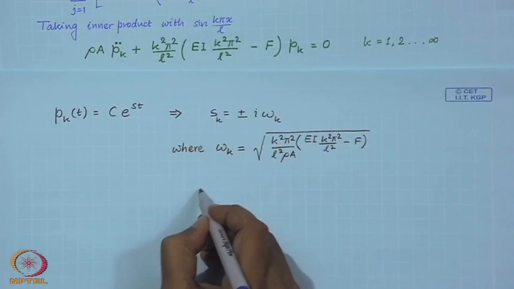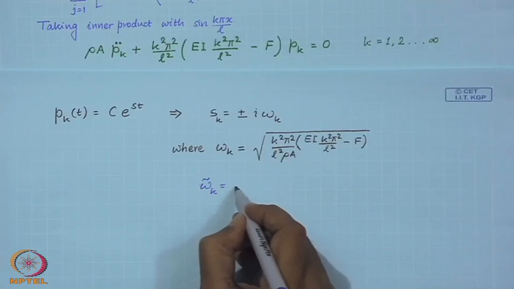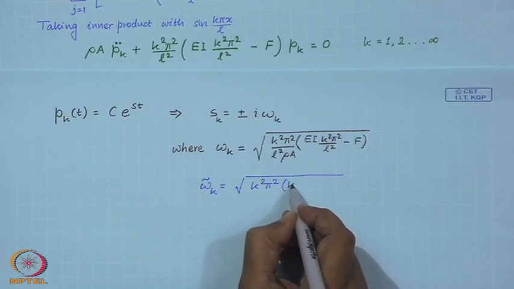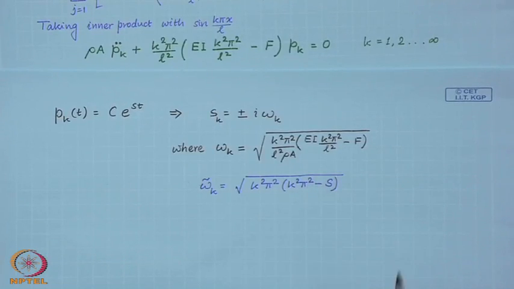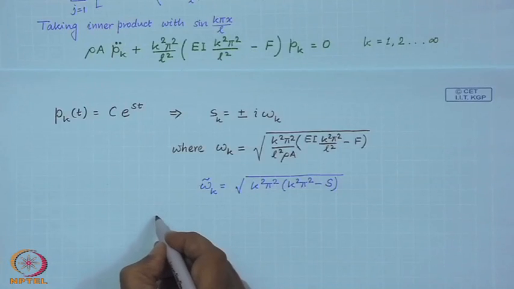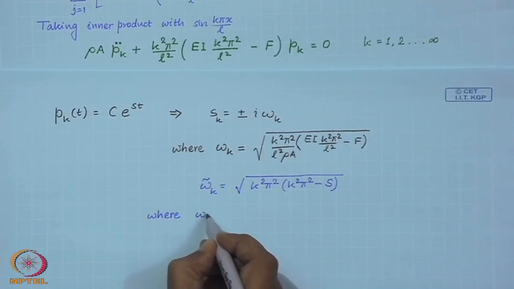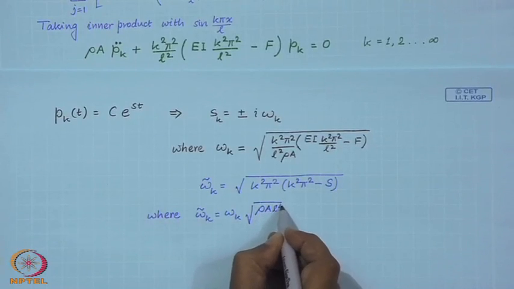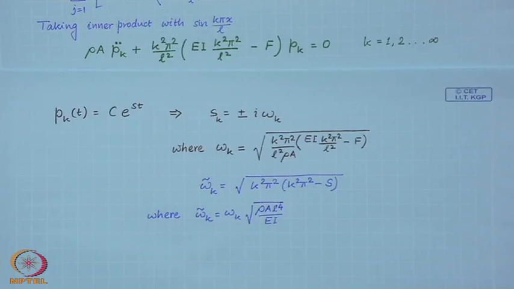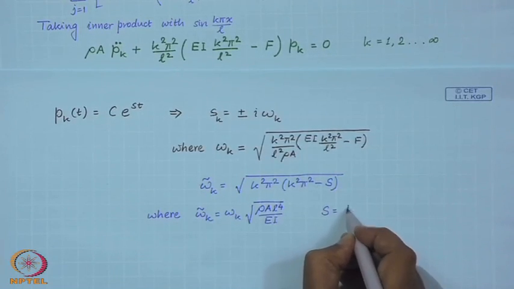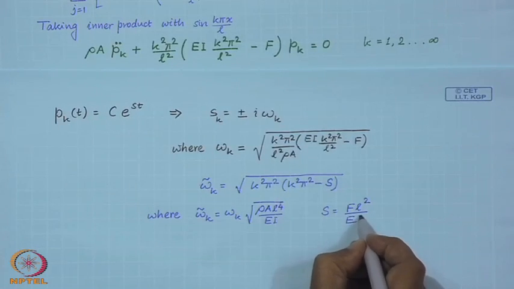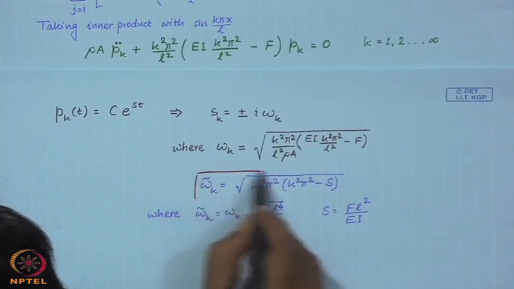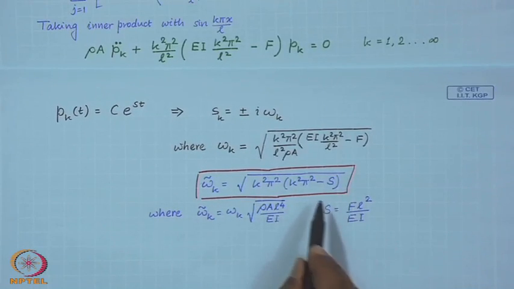Now, we can make a little bit of simplification here by some redefinition. We can write this where, using these redefinitions, we can recast this in this non-dimensional form, the eigenfrequency in the non-dimensional form.